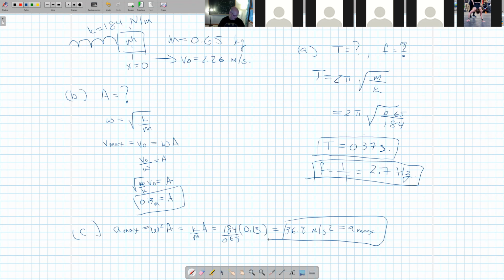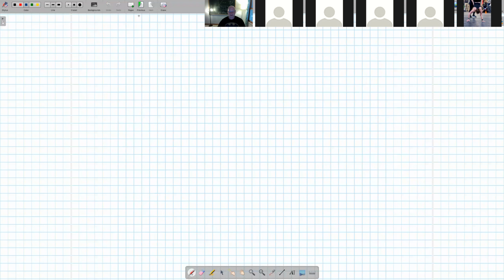Now part D, we want to write this as a function of time, which basically means we want to say x of t is equal to A times cosine of omega t plus the phase factor. To write this, we know the amplitude, we just solved that. We know the angular frequency. So what we're looking for is the phase factor. There are two ways we can do this. Either we can solve for the phase factor directly, which we don't quite know how to do yet. We'll do that in the next example problem.